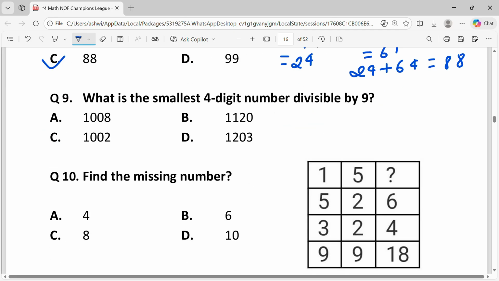Question 9. What is the smallest 4-digit number divisible by 9?